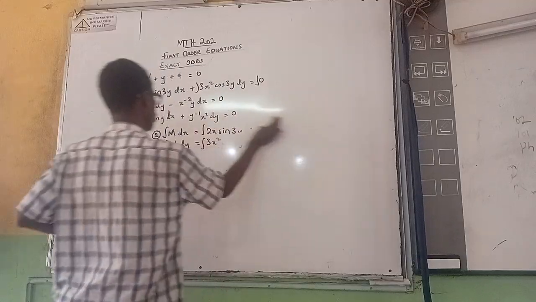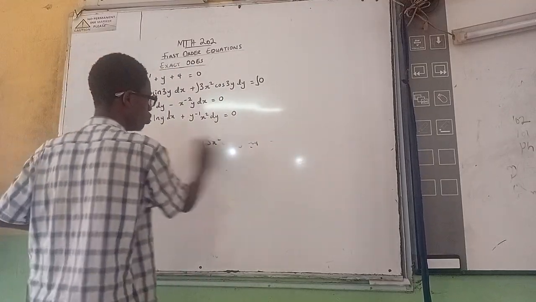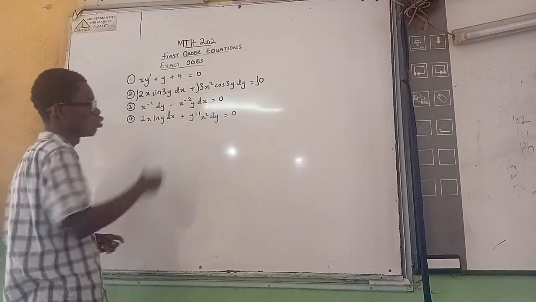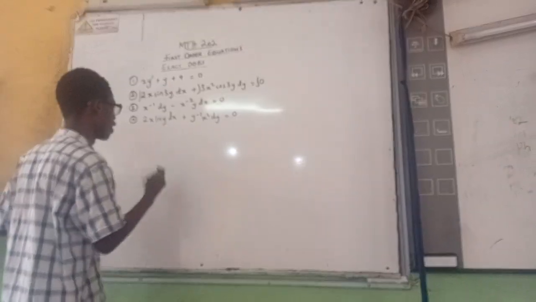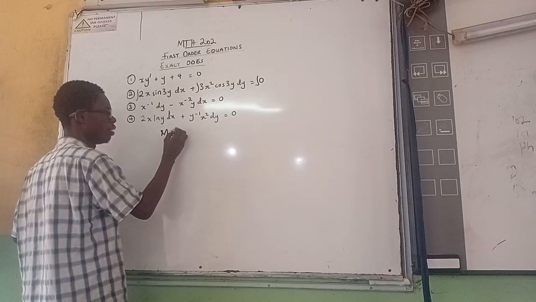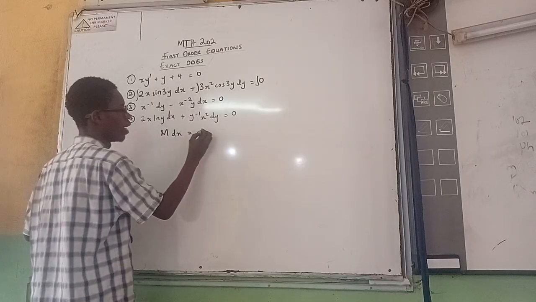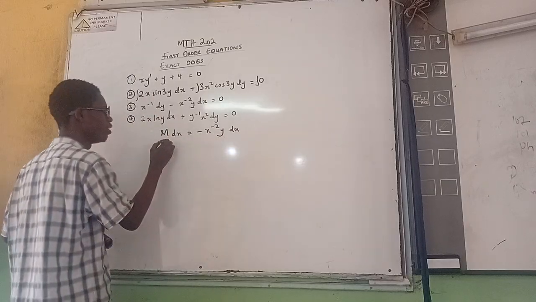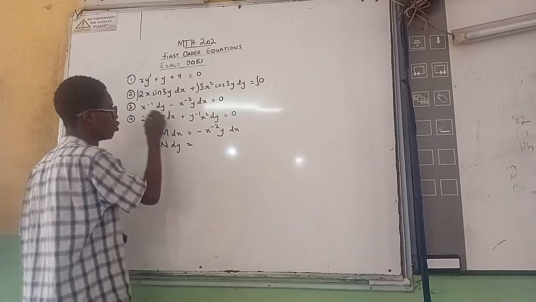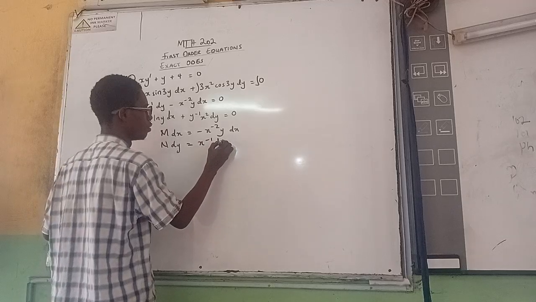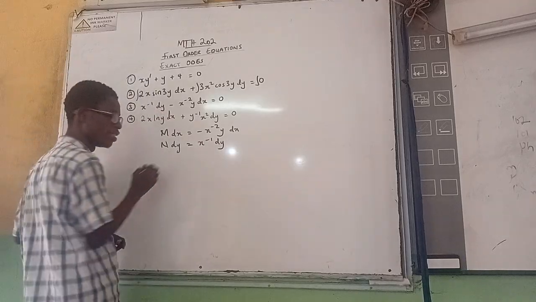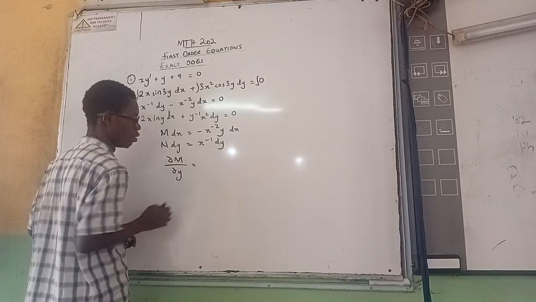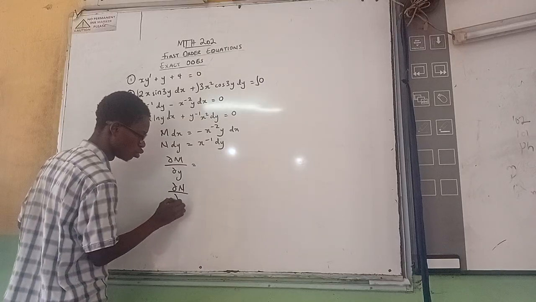Now going to the third question. We have x inverse dy minus x minus 2y dx equals 0. So we can write out our m dx. Our m dx equals this part, minus x minus 2y dx. Our n dy equals x minus 1 dy. So now let's check if it's exact. First, differentiate m with respect to y, then differentiate n with respect to x.